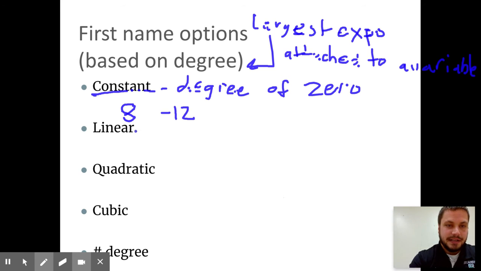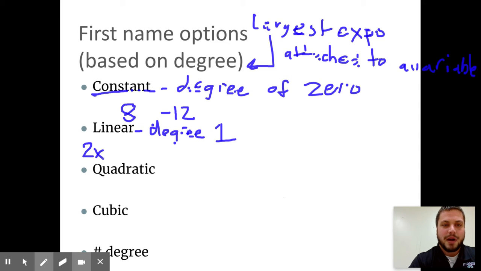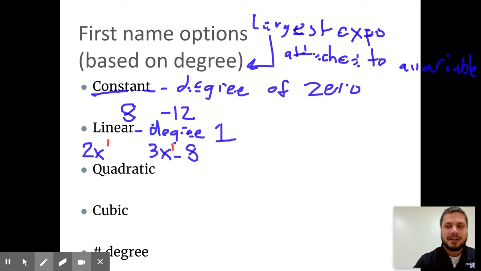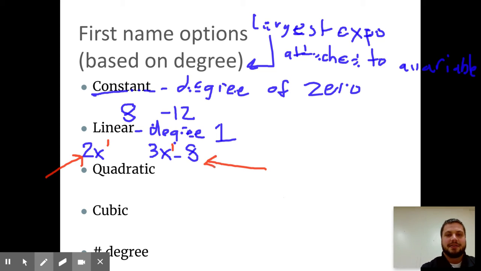Okay, linear is a degree or an exponent of 1. Examples of something that is linear are just 2x, or how about something in the form y equals mx plus b, which you know is linear. So for instance, like 3x minus 8. Notice that the largest exponent that you see that's attached to a variable is an imaginary 1. So those things would be called linear. Now, this is a linear monomial. There's only one term. This right here would be a linear binomial because there are 2 terms. We're getting those last names here in a second.